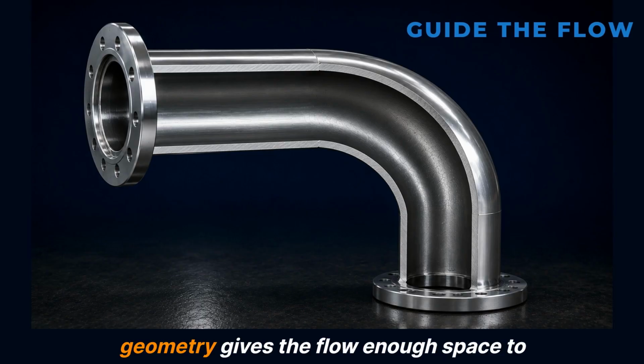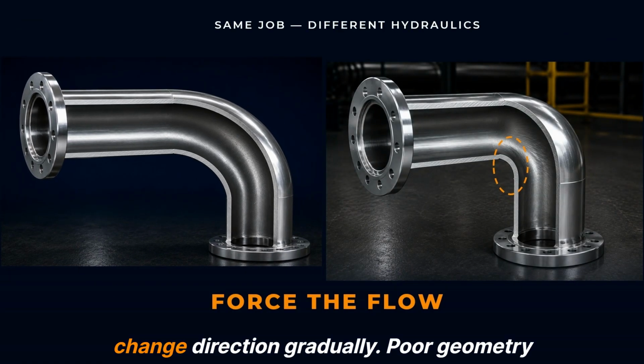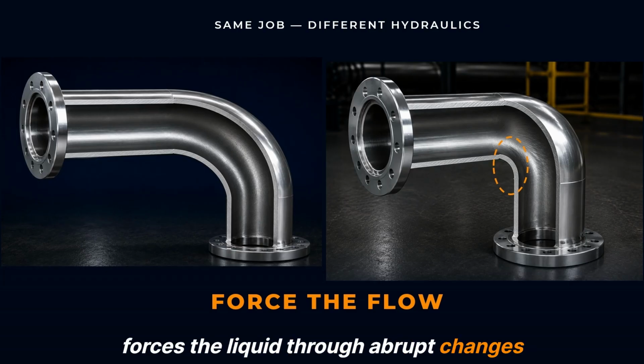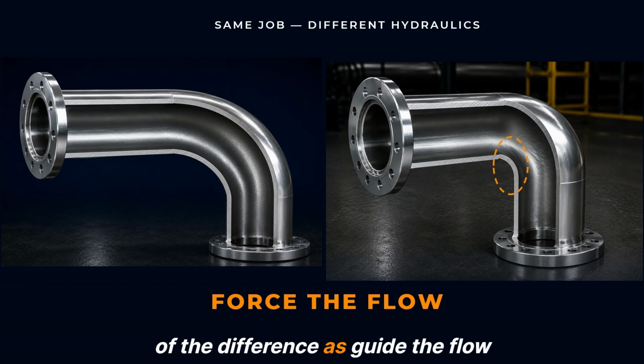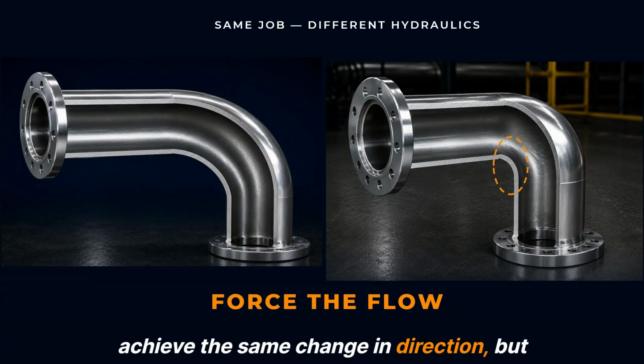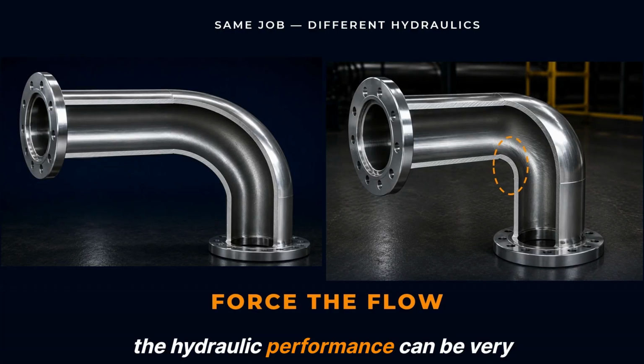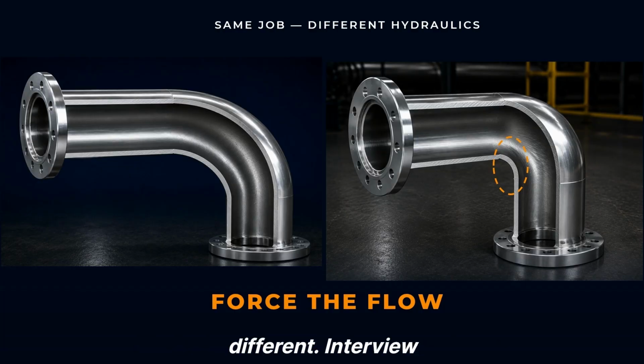Good geometry gives the flow enough space to change direction gradually. Poor geometry forces the liquid through abrupt changes and creates stronger distortion. So think of the difference as guide the flow versus force the flow. Both may achieve the same change in direction, but the hydraulic performance can be very different.